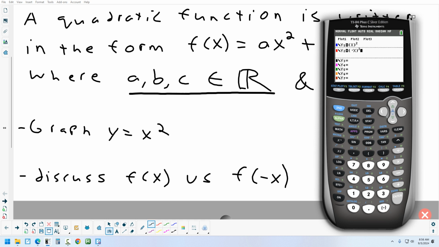And let's do negative x and square it. All right, and let's look at the difference. So type in the 2 things just like I did. And then we're going to do zoom 6. Okay, so there's the original. That's the x squared. And here's the other one, the negative x squared.